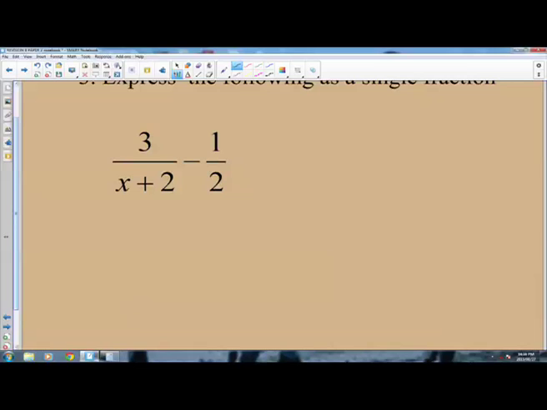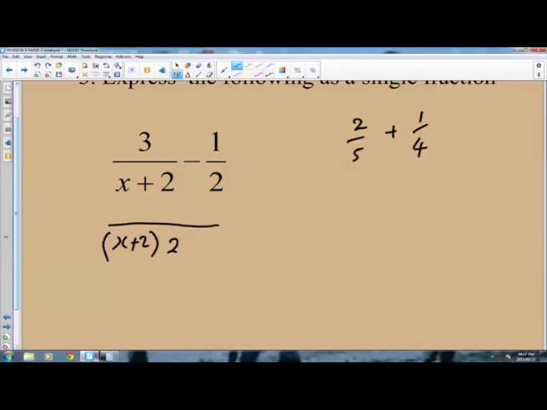If you have, say, 2 over 5 plus 1 over 4, all that you need to do to find the lowest common multiple is to multiply the 5 and 4, and then the lowest common multiple will be 20. So even here, you are simply going to multiply x plus 2 and 2. So the lowest common multiple of x plus 2 and 2 is x plus 2 times 2.